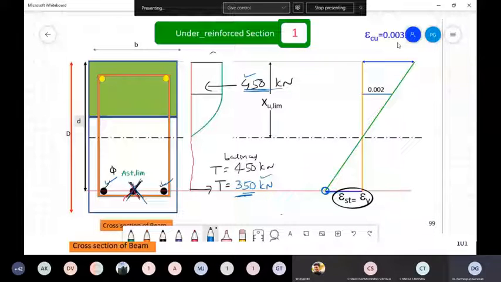Is the question clear? Since my steel is taking only 350 kilonewton, my steel started yielding. My concrete can take a strain up to 450 kilonewton. At 450 kilonewton, my strain is 0.0035. Now the load is only 350 kilonewton. Let us say at 350 kilonewton, this strain will be 0.0035 or lesser than 0.0035.